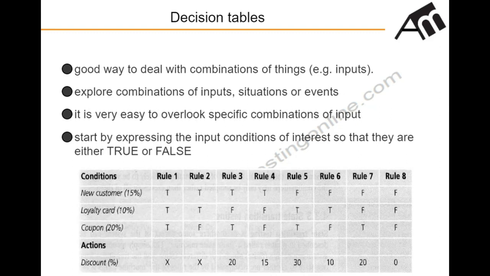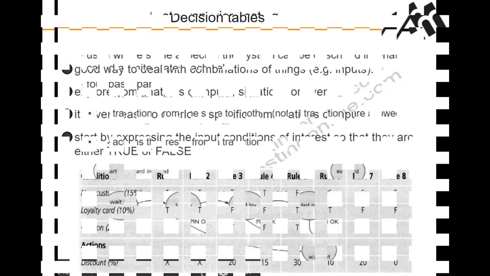A decision table is a good way to deal with combinations of things in a systematic selection of effective test cases, and can have the beneficial side effect of finding problems and ambiguities in the specification. In the below table, based on the input conditions, output is expressed either as true or false.